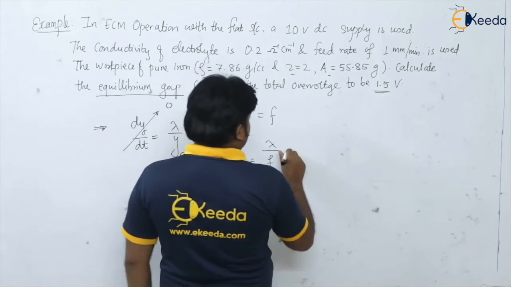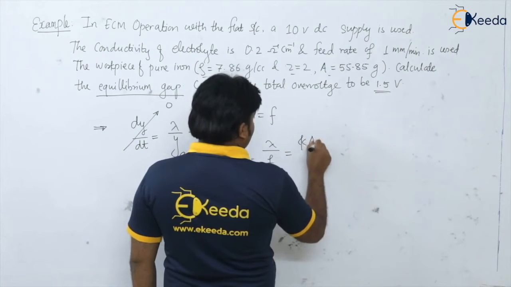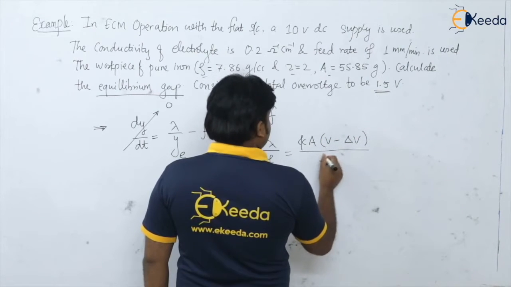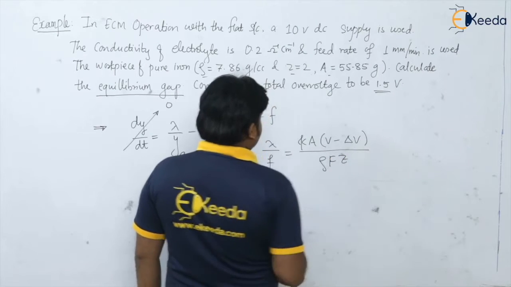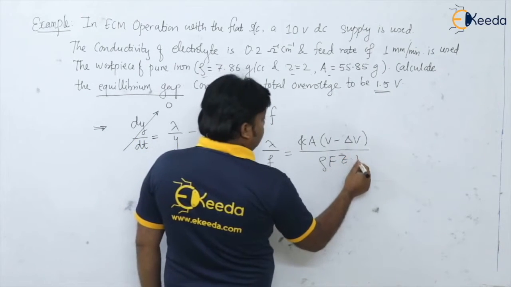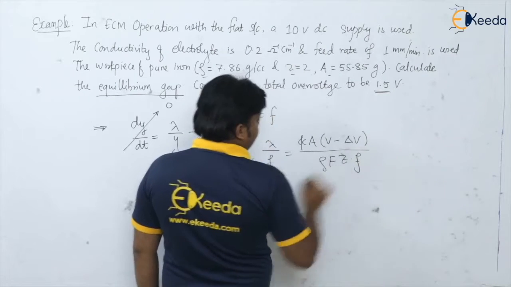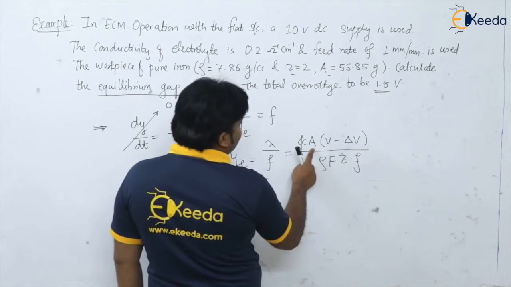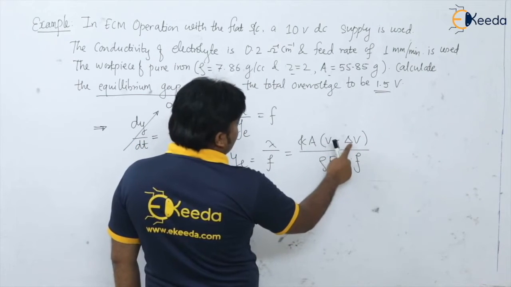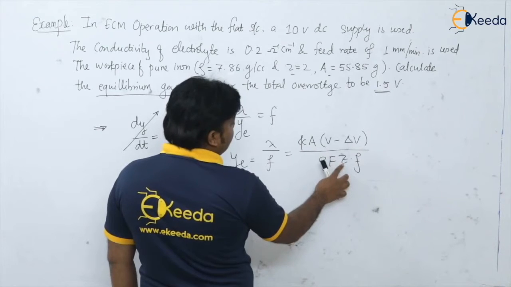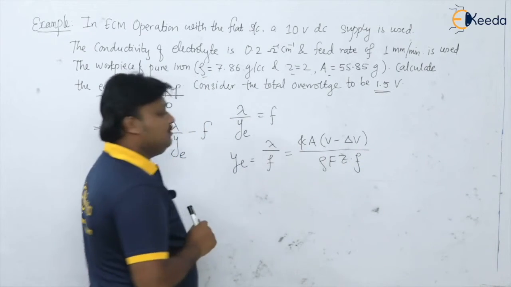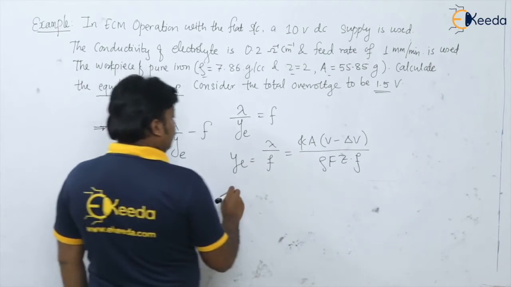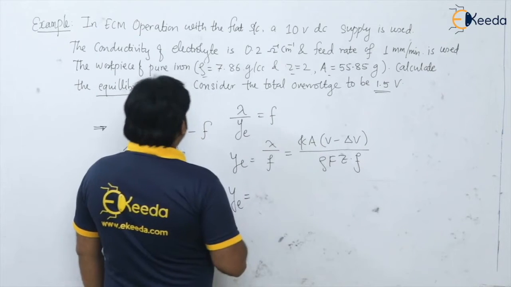What is our lambda? We know that lambda is k into A into (V minus delta V) divided by rho F Z. This is our lambda, divided by the feed rate f. I hope the conductivity is given, the gram atomic weight A is given, supply voltage, overvoltage, density, Faraday's constant we know, valence is given, feed rate is given. So definitely we can calculate the equilibrium gap ye. Put the values.